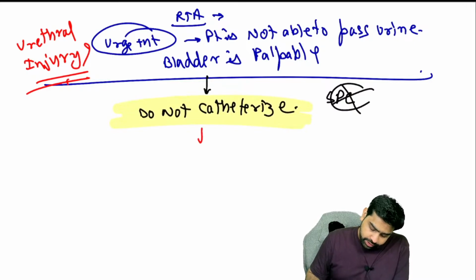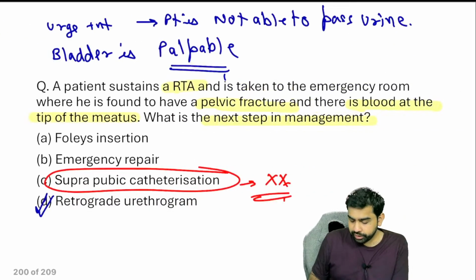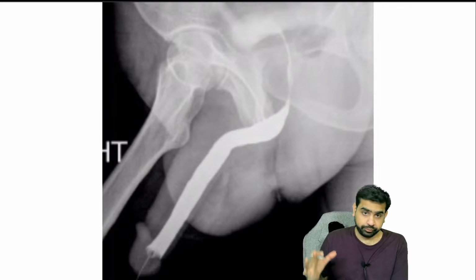So what is the next step? The next step is RGU, retrograde urethrogram. Once you perform an RGU, this is what it looks like. Now if I ask you where the stricture is in these particular patients?